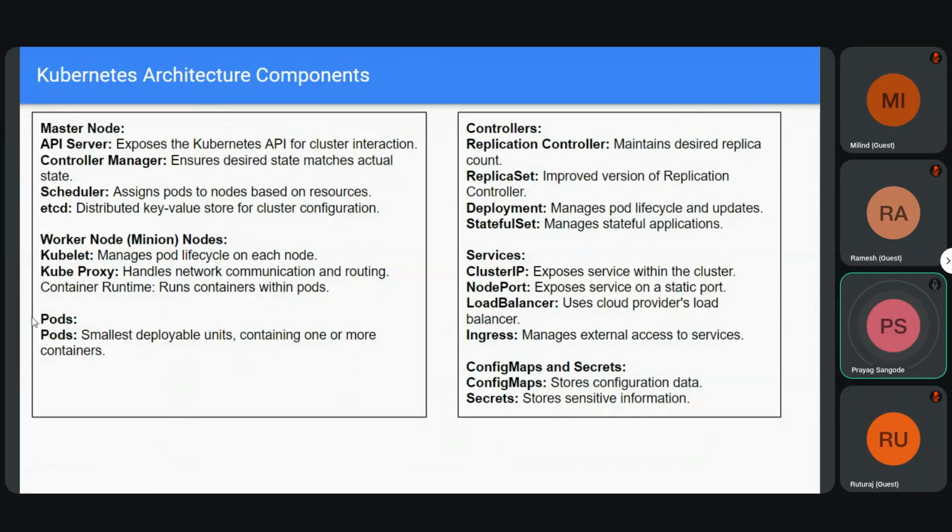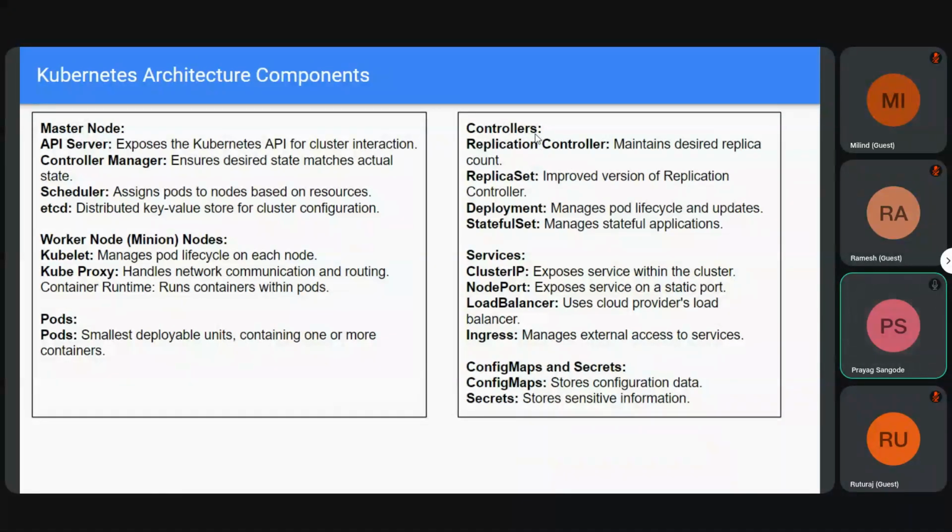Now let's learn some important concepts. A pod is nothing but a container, but it can be one or more containers. So a pod is a group of containers. Why there is a requirement for a group of containers, we will soon come to know. A pod is the smallest deployable unit containing one or more containers. Then we have various types of controllers which handle the deployment, replication, and all. Whenever we deploy a pod, if you want its replica, then the replication controller will help us.